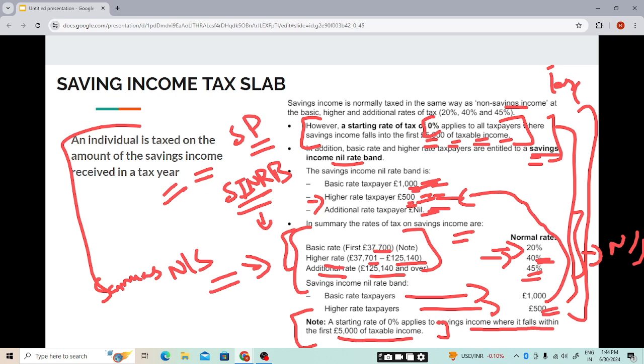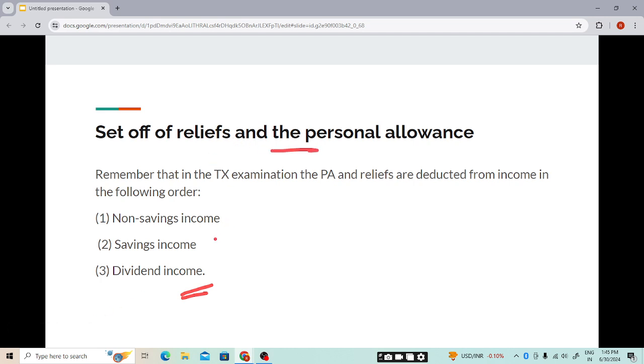band of £1,000. If the total taxable income is falling within the higher rate limit, he will be getting the 500. And if the total taxable income is falling within the additional rate band, no nil rate band will be available. Further, the excess income will be taxed as normal saving income, that is at basic rate 20%, higher rate 40%, additional rate 45%. Set off of reliefs and personal allowance: non-saving income first, then saving, then dividend income. In this order only you need to set off.